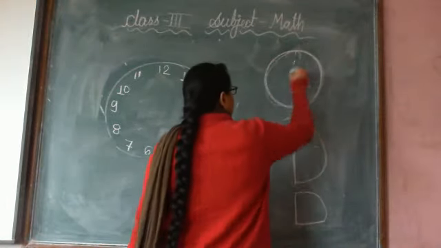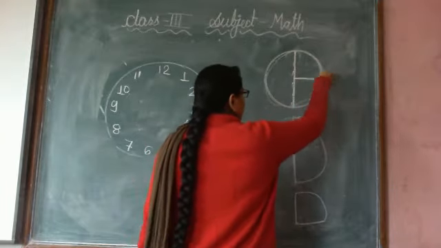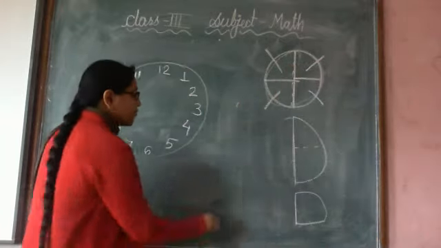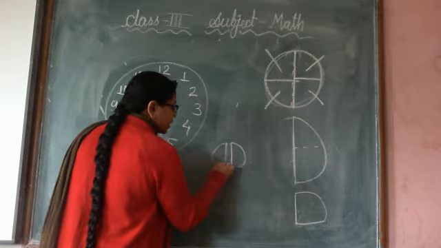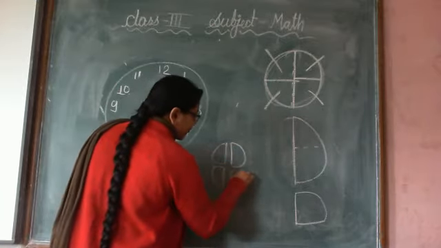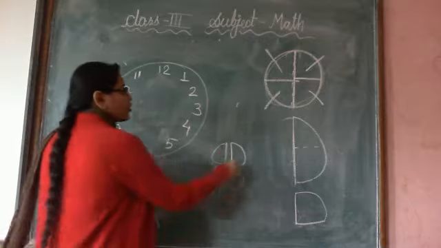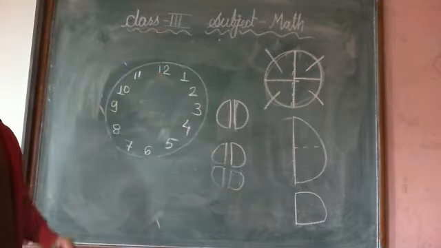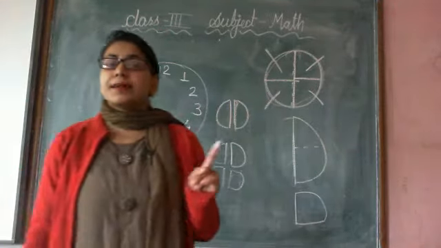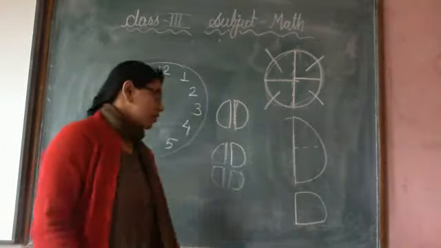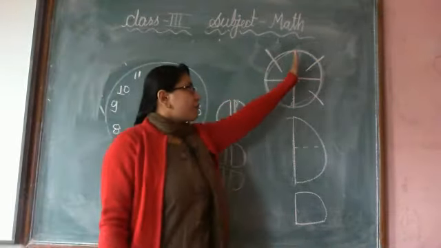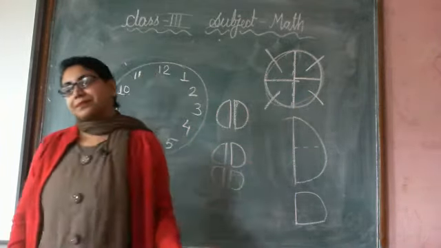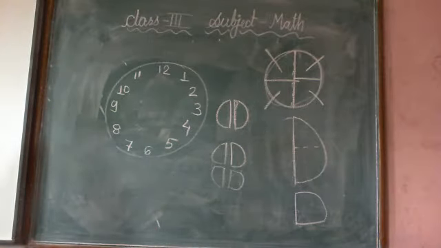So this is the full circle. This is the half circle. Quarter circle, quarter circle, quarter circle, quarter circle. So if we join 4 quarter circles, then we will get 1 circle. If we join 2 half circles, then we will get 1 circle. So I hope you understand the concept of full, half and quarter. The half part is a half circle and the half part of the half is a quarter one. I hope it is clear to you now.